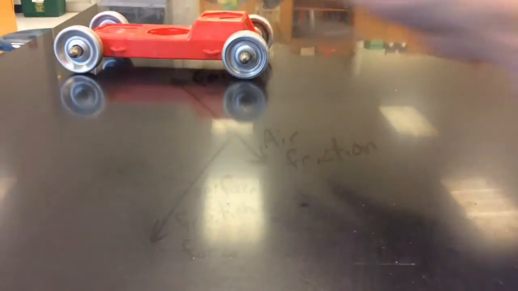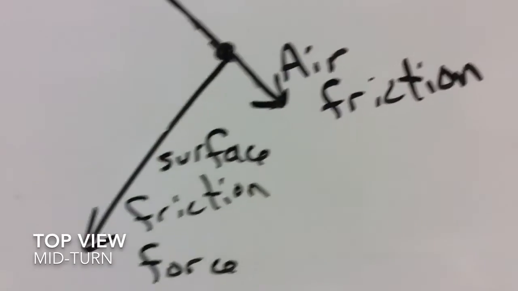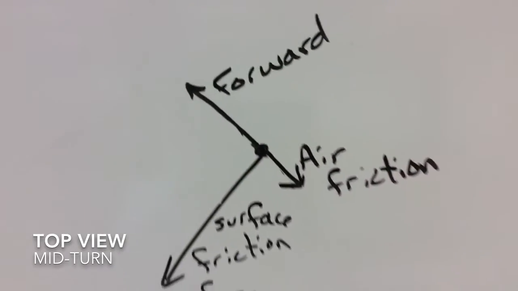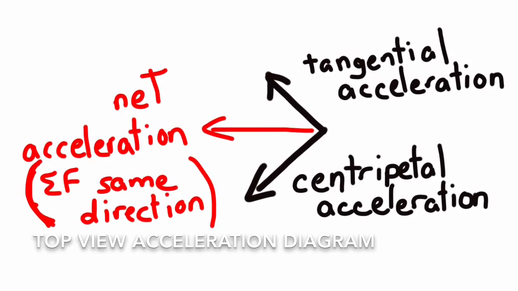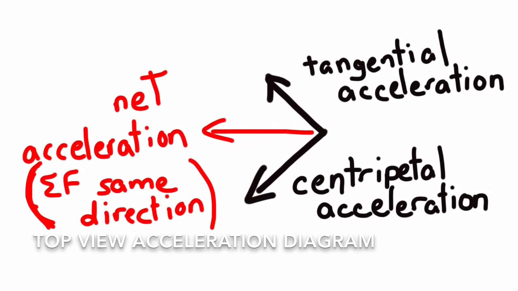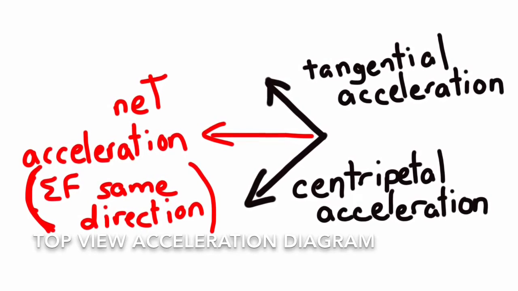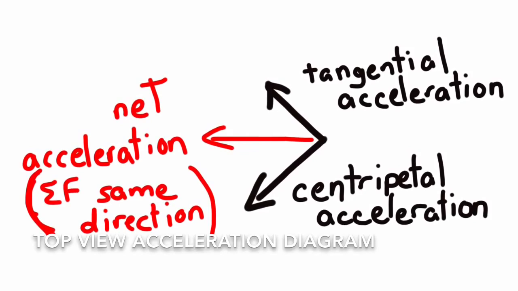Car turns left and speeds up. The acceleration and net force are both forward and left. So you have the surface friction force causing the turn, and you have the bigger forward force than air friction force to cause the speeding up. Yeah, that's a good one. You've got the speeding up acceleration, which is the tangential acceleration, and the turning acceleration, which is the centripetal acceleration, which gives you the net acceleration shown, same direction as the net force.